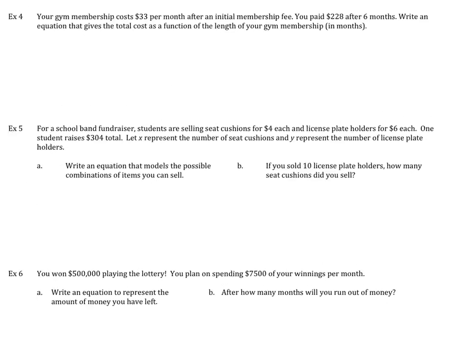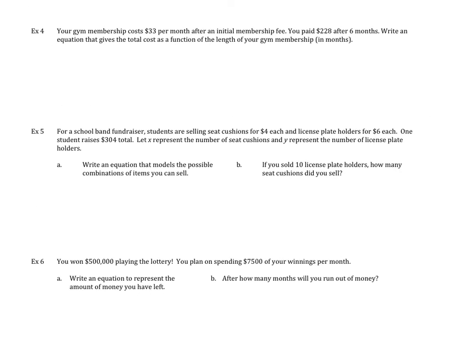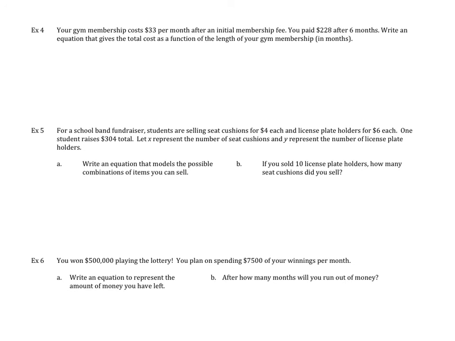In example 5, for a school fundraiser, students are selling seat cushions for $4 each and license plate holders for $6 each. Okay, so notice it's 2 different items and 2 different prices. Seat cushions, $4. License plate holders, $6. This is a very typical standard form problem. And we get one student raises $304 total. It gives us that total amount. Ooh, this one's really nice. It tells us that x is going to be the number of seat cushions. y is the number of license plate holders. So it already gives us our variables.